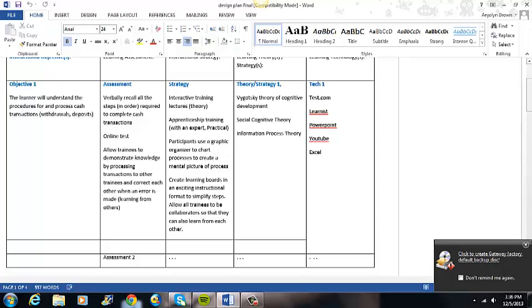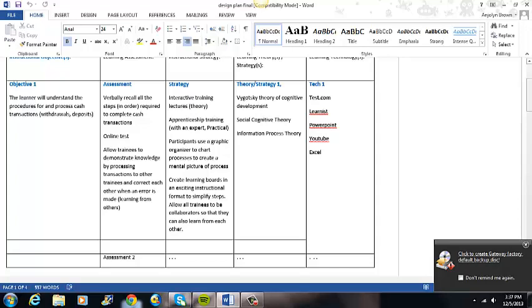Now the learners or the participants will use a graphic organizer to chart the processes that will create a mental picture of the processes. So as soon as the theory presentation is done, the learners will come together and they will use this graphic organizer to chart these processes. Now there are quite a number of cash transactions which would include current account deposits, savings deposits, credit card payments, other loan payments. So having a mental picture will help them to recall the information much easier and quicker.